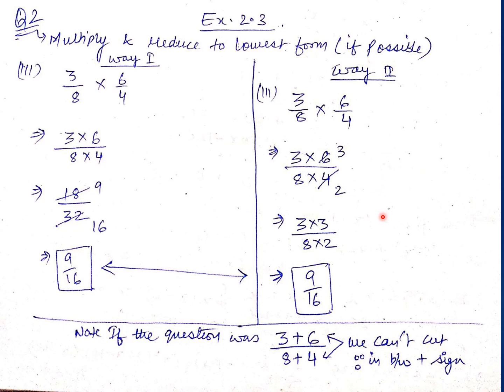Okay. Now, one question comes: in this case, I have cut 6 and 4 by 2. You have to understand there is a sign of multiplication between these two. What if the question was this? You have to understand this very well because it is a confusion amongst many: if the question was 3 plus 6 upon 8 plus 4, can we still cut them? No, because the sign in between is plus. So we can't cut these two. To cut, the sign should be multiplication only. I hope you got the difference between this and this one.